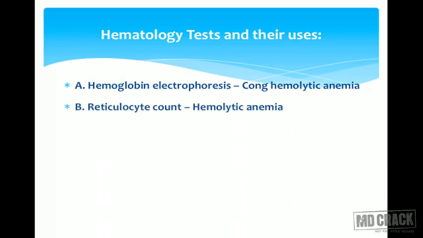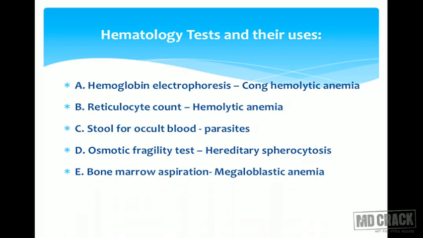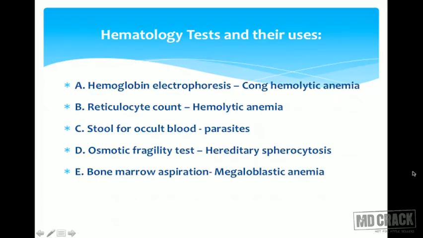Yes, remember my friends, what is the important diagnostic test in a chapter of hematology? Hemoglobin electrophoresis is required for congenital hemolytic anemias. This I will tell in the next topic about hemolytic anemias. Reticulocyte count is again very important for hemolytic anemia diagnosis. Stool for occult blood is required to diagnose the parasitic infestations that are causing either iron deficiency anemia or megaloblastic anemia. Bone marrow aspiration is the mandatory test for diagnosing megaloblastic anemia. You have to do the bone marrow aspiration to look for these megaloblasts.